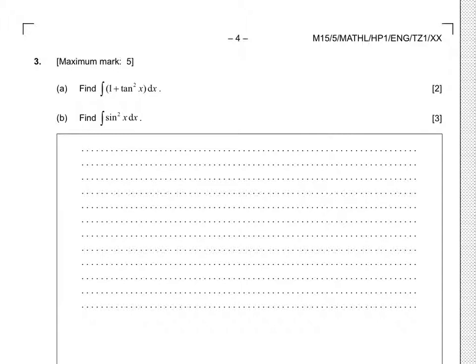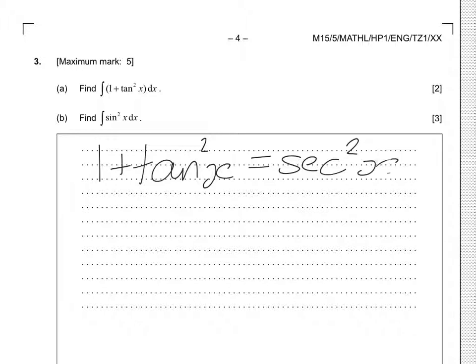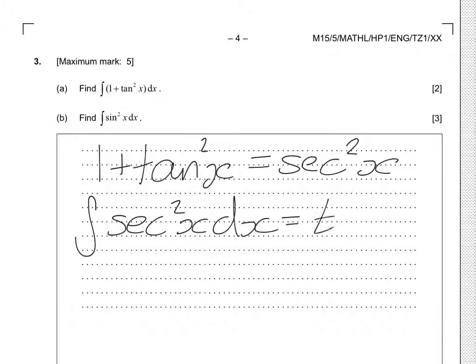Find the integral of 1 plus tan squared x with respect to x. 2 marks. It's 2 marks because you're expected to spot that 1 plus tan squared x is the same thing as sec squared x. So in order to do this integral, you're really just integrating sec squared x with respect to x, and you can just read it off the formula sheet, because we know that tan differentiates to sec squared.